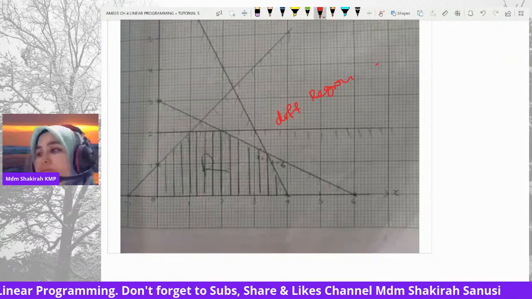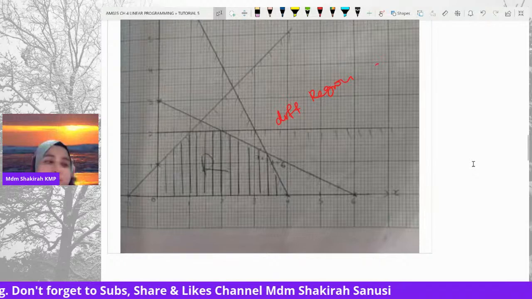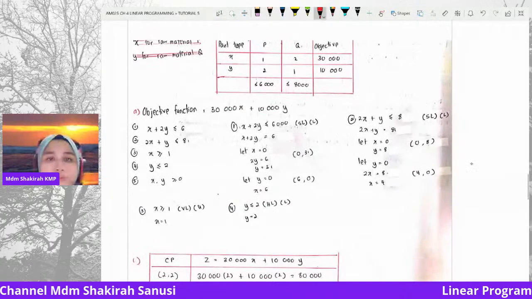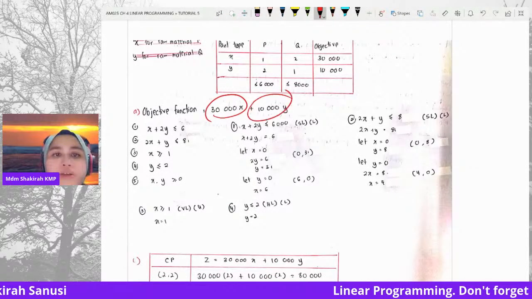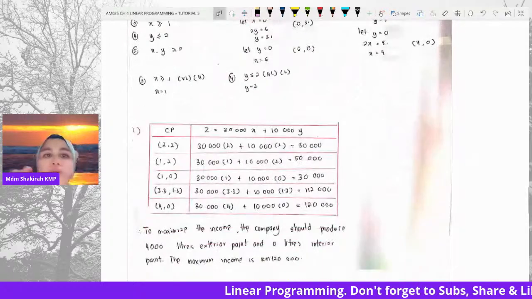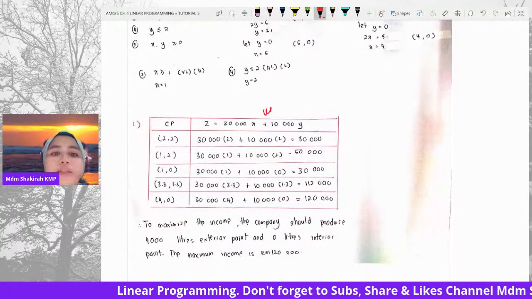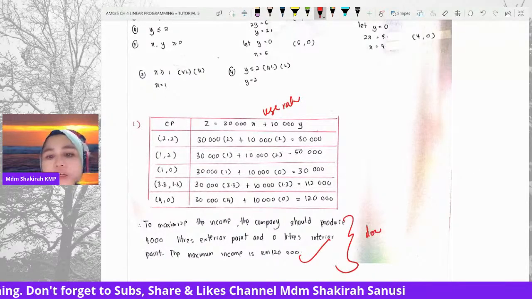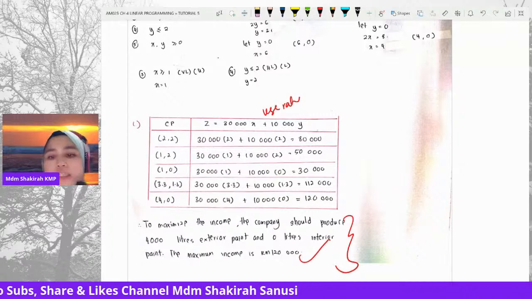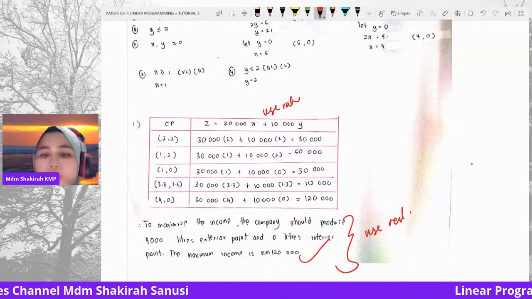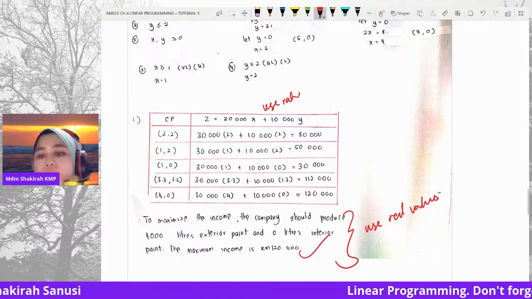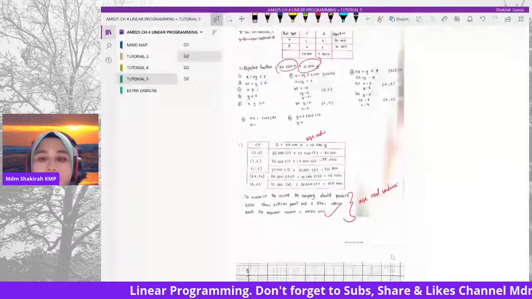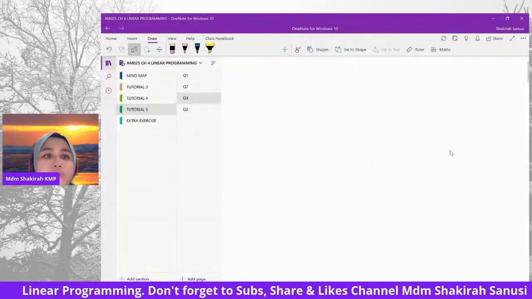Okay, lain kan region dia kan? Lain dengan apa yang saya tunjuk tadi. Ini pun sama. Okay, this one. Tak payah nak tukar dia dalam 1,000. Kita simplifykan dia. Kita guna use ratio dekat sini je. Dekat sini kita tak payah guna ratio. Kita use real values. Right? Okay, that's it for question tutorial 5. Okay, number 2.